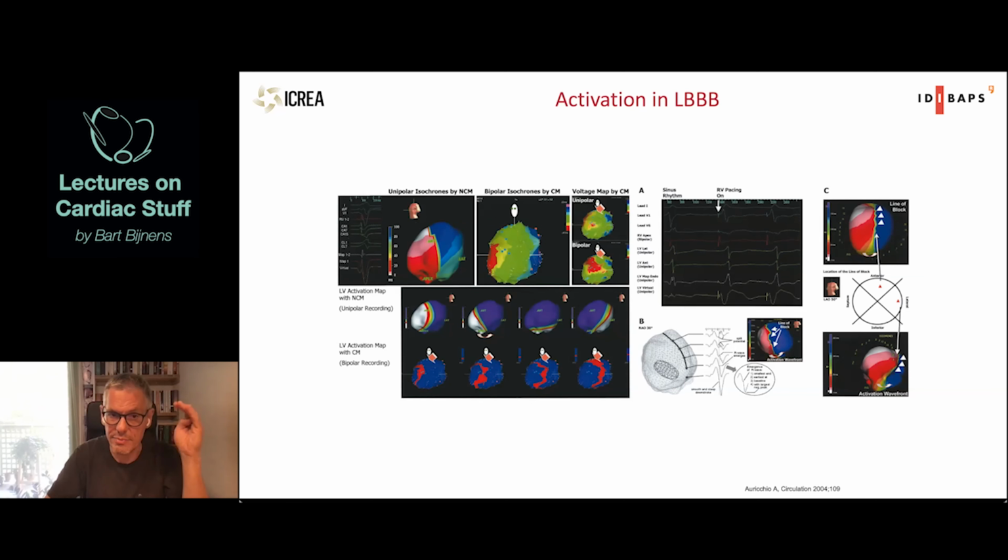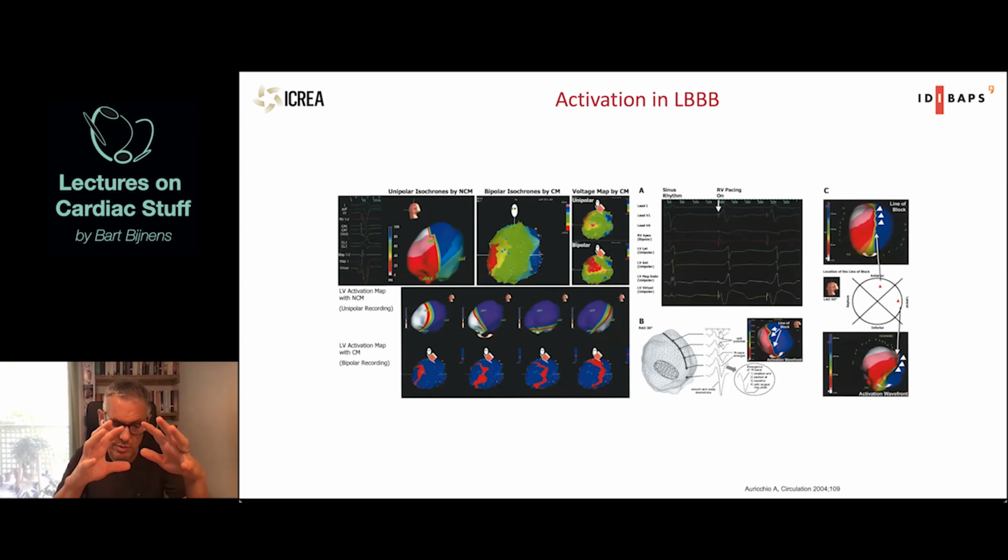What happens in left bundle branch block, it seems, is that instead of activation in all directions, the activation is only taking place in one direction. So instead of spreading homogeneously, it goes in one direction, and then turns around the ventricle in such a way that it looks like there's a line of conduction block. Okay? So if the activation would go that way, but it doesn't, it looks like, for whatever reason, there's a conduction block.